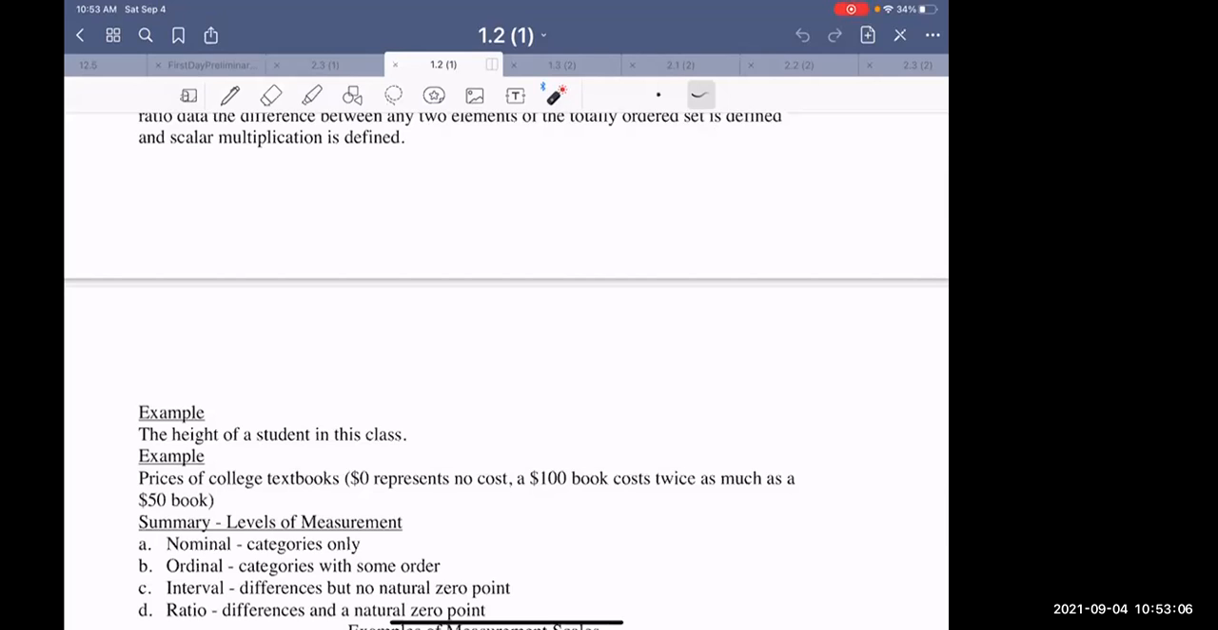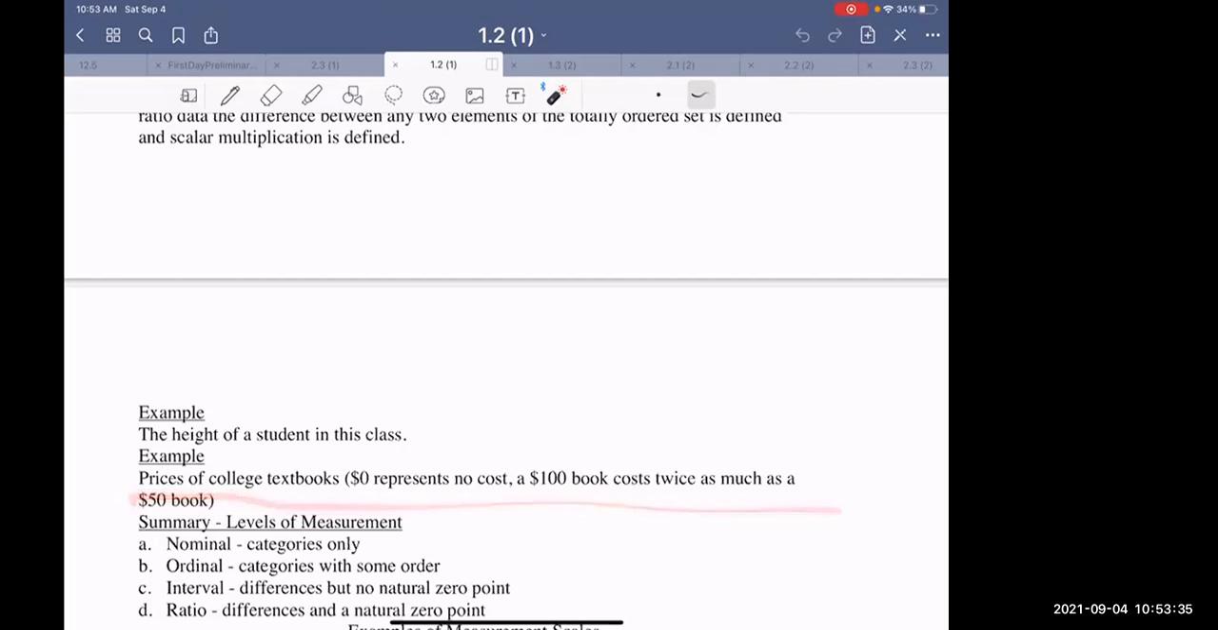Let's talk about weight. That might be easier. If you have a weight of 0, then you are weightless. If you have, let's say, a weight of 100 and someone else weighs 200, then the person who weighs 200 weighs twice as much as the person who weighs 100. And so that is ratio data.